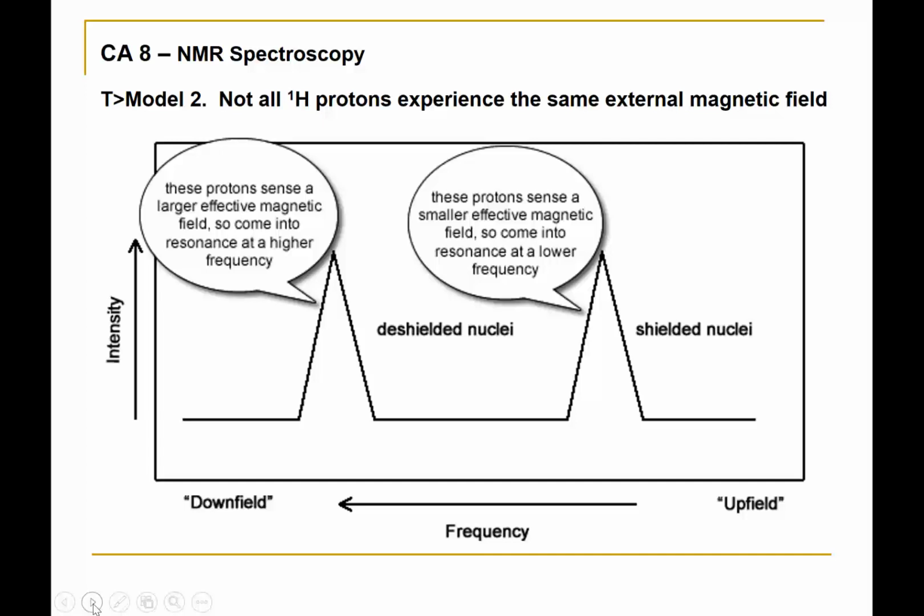Therefore, the energy difference between the alpha and the beta state will be relatively smaller. Therefore, a smaller frequency would be required to cause the protons in the alpha spin state to flip to the beta spin state.